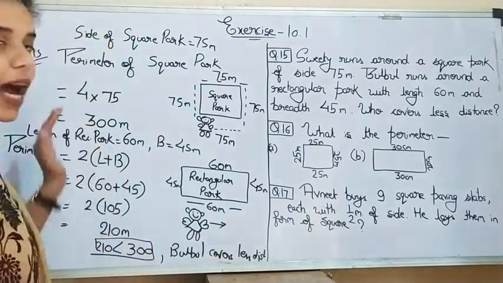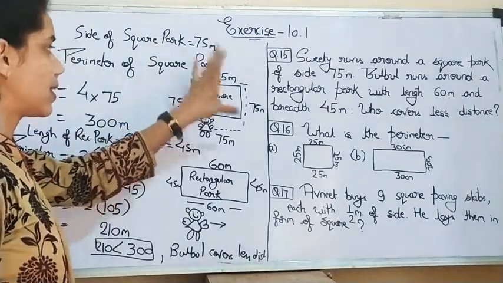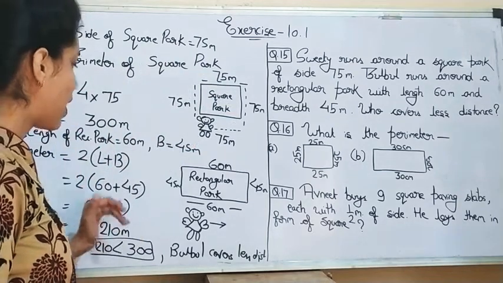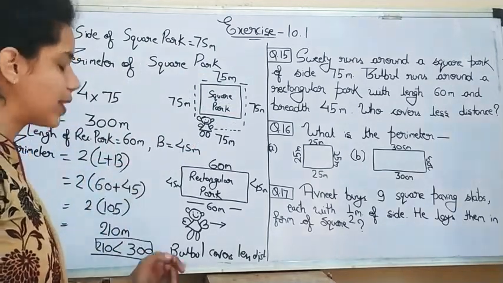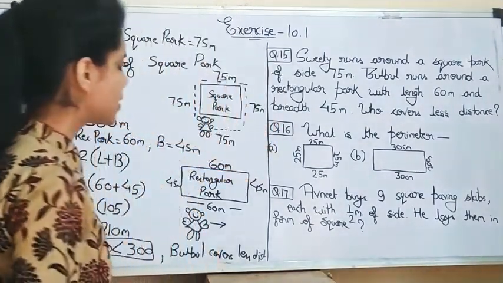So in this way, after finding the perimeter, you come to know the length of the boundary. After that, you can apply the formula, and after putting in the values, you get the answer. Understood? Now let's move to question number 16.